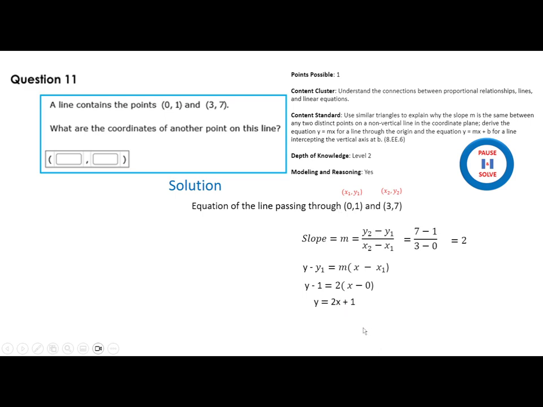Here's the equation. So now you can use this equation and use points other than these points to answer the question. So any ordered pair that satisfies y equals 2x plus 1 that is not (0, 1) or (3, 7). Here are possible answers. If you put in x equals 1, you get 3. If you put in 2, 4 plus 1 is 5. If you put in 4, 8 plus 1 is 9. If you put in negative 1, negative 2 plus 1 is negative 1, etc.